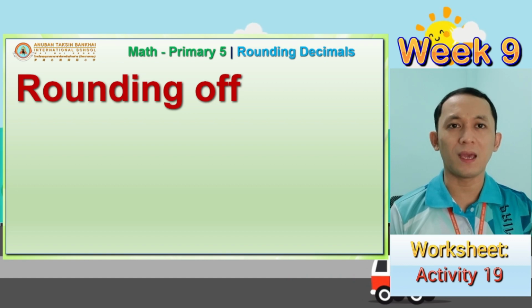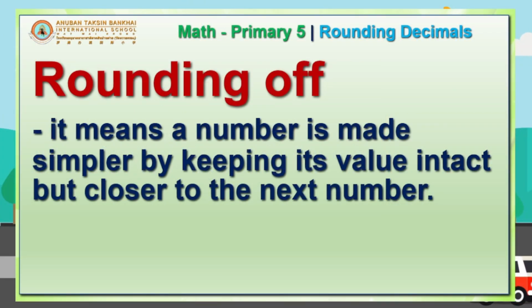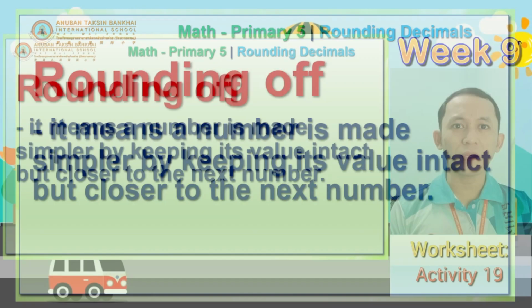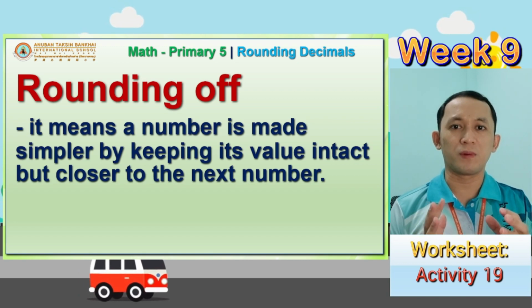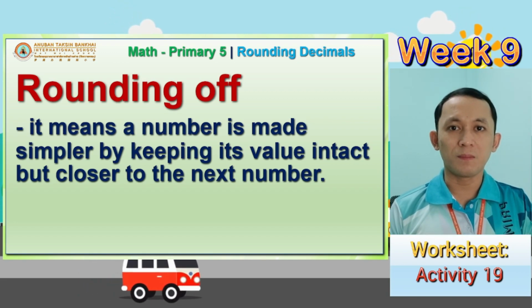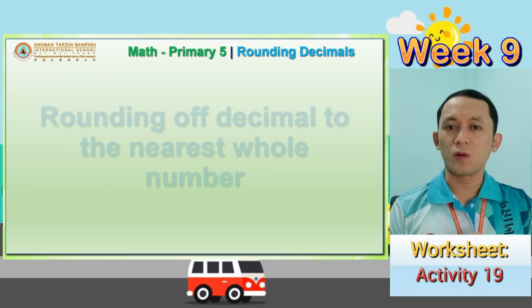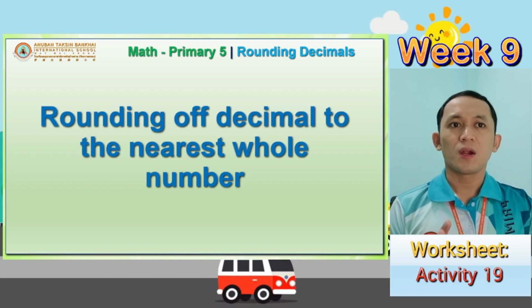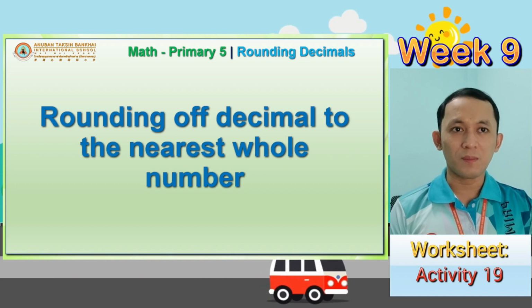What do you mean by rounding off? Well, rounding off means a number is made simpler by keeping its value intact but closer to the next number. So rounding off is simply making the digits or the numbers that we have more simple to look at or to read. Now, before that, let's discuss first rounding off decimal to the nearest whole number.